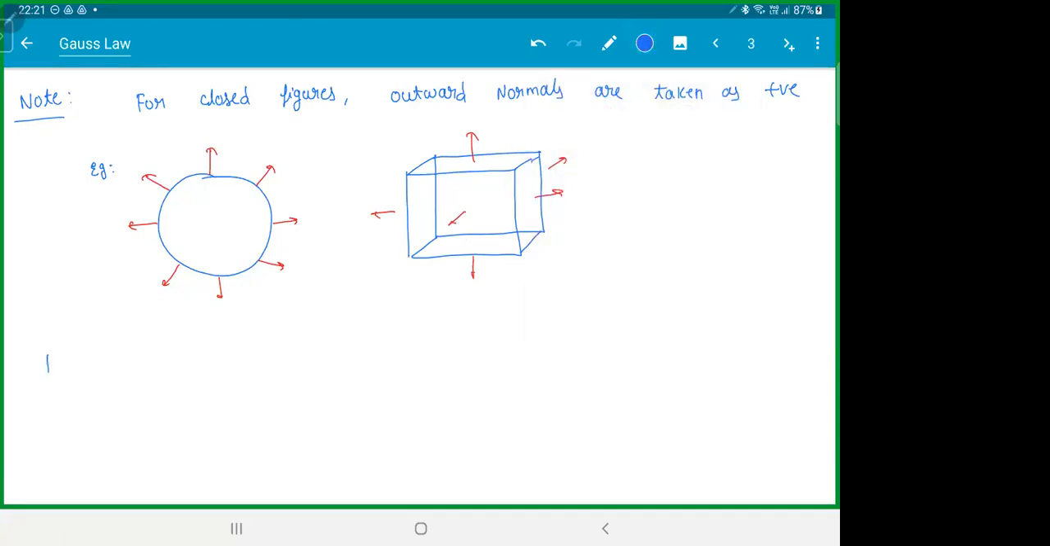For open surfaces, like a disk or something, we take the direction of the field as the area vector direction. We try to keep the angles acute basically. Whichever side is in the direction of this thing, we generally choose the direction of E bar. Clear how to take the directions?